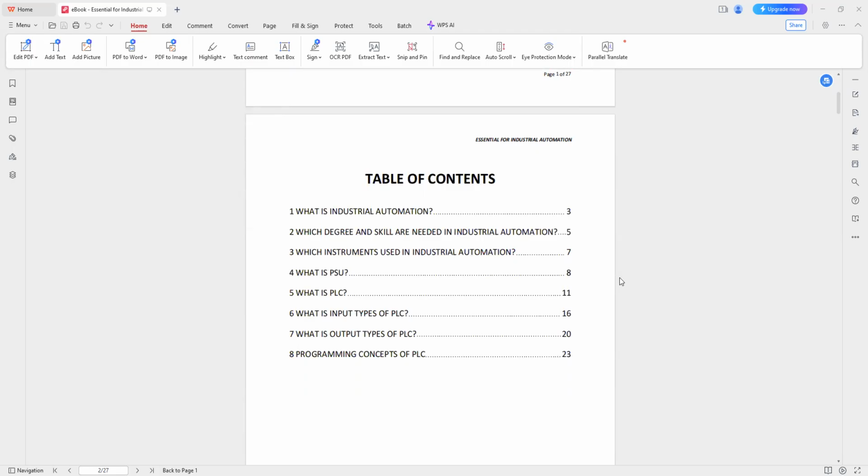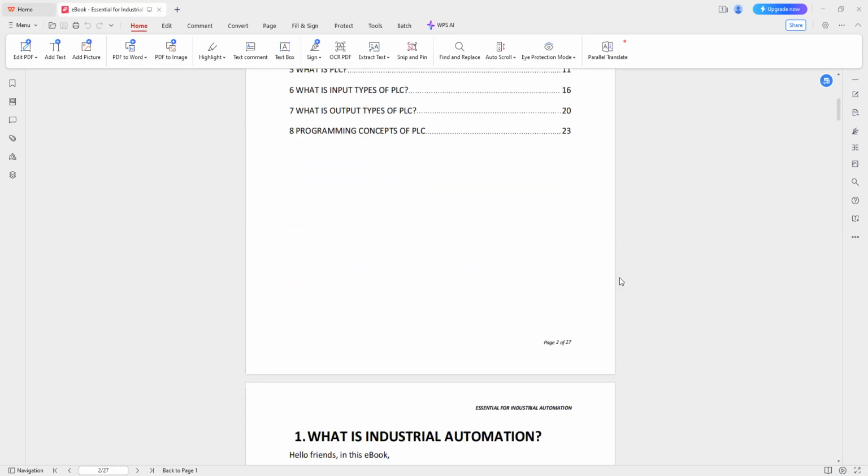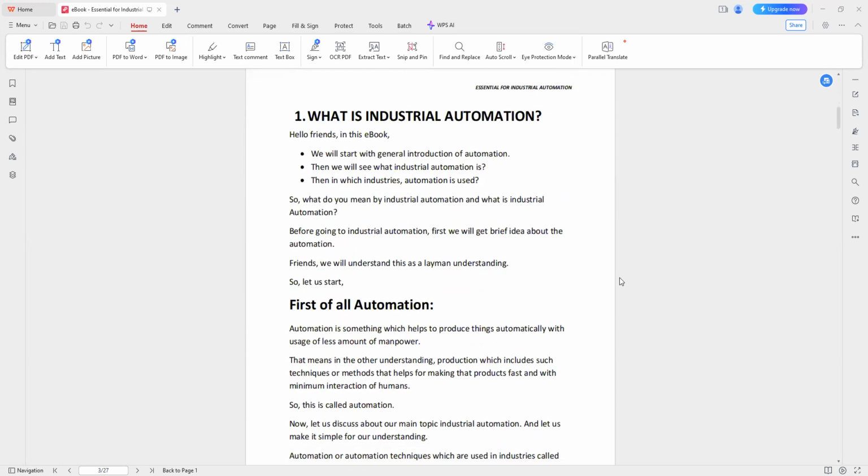The contents we are going to cover here are: what is industrial automation, what kind of degree or skills you require. Then the third point is what kind of instruments are used in industrial automation. Instruments in the sense of power supply, field devices like transmitters, push buttons, digital switches, valves, pumps, motors. Then what is the power supply unit, then what is a PLC, what kind of input types, what kind of output types, and what kind of programming concepts. So these 7 to 8 basic things we will understand first.